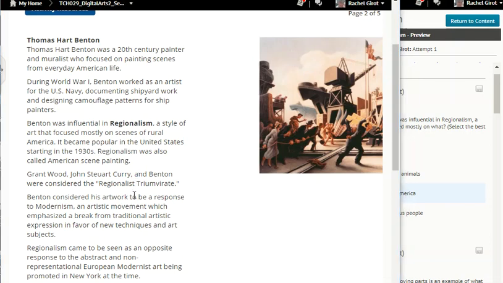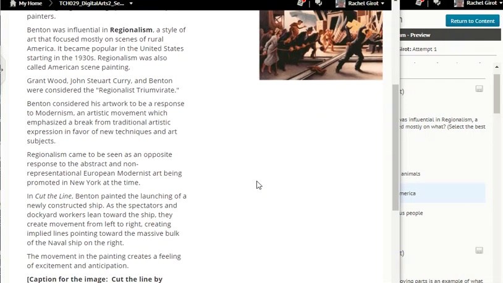Sorry. Let's try it again. Regionalist triumvirate. Benton considered his artwork to be a response to modernism, an artistic movement which emphasized a break from traditional artistic expression in favor of new techniques and art subjects. Regionalism came to be seen as an opposite response to the abstract and non-representational European modernist art being promoted in New York at the time.